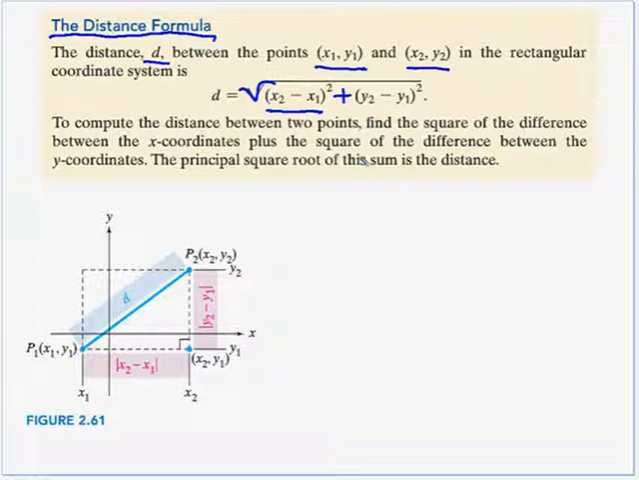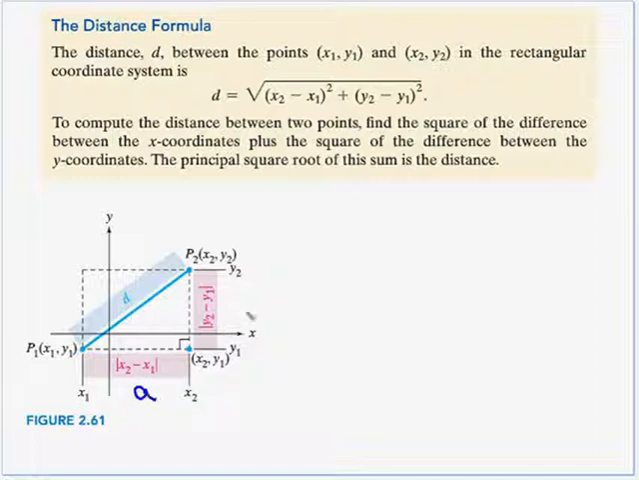To compute the distance between 2 points, find the square of the difference between the x-coordinates plus the square of the difference between the y-coordinates. The principal square root of this sum is their distance. And this is all just based on the Pythagorean theorem. a squared plus b squared equals c squared.